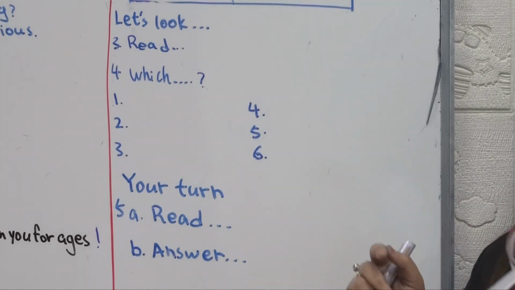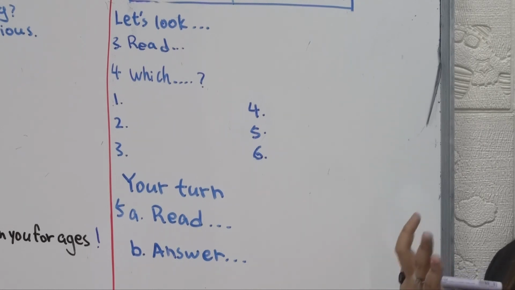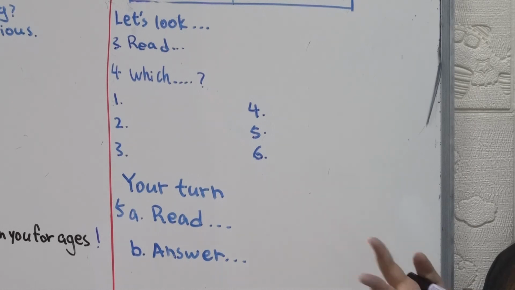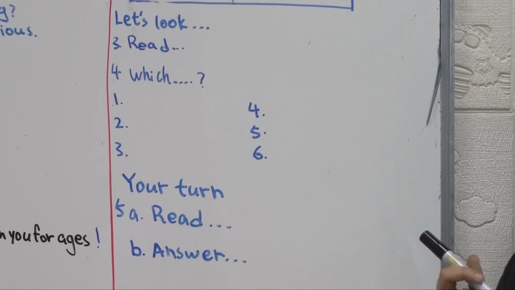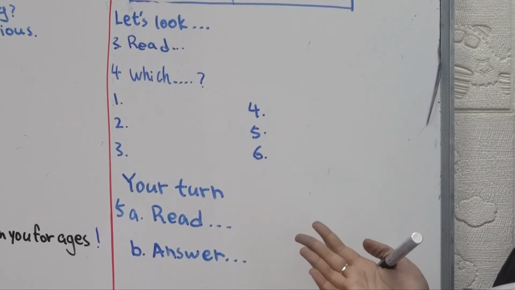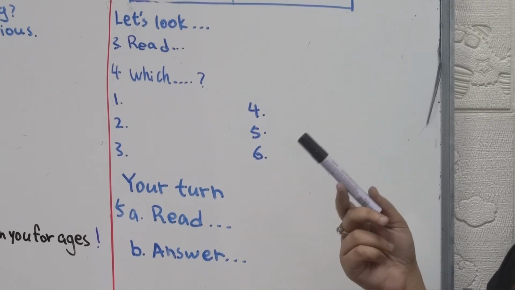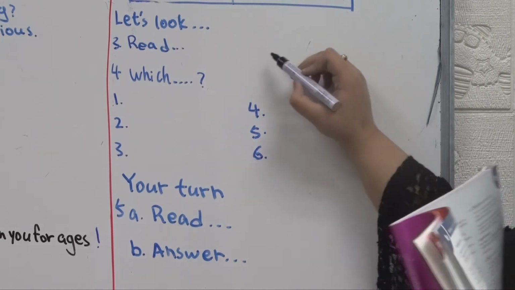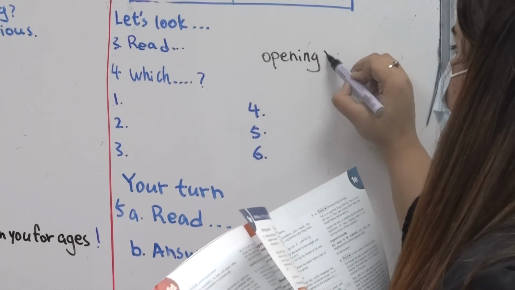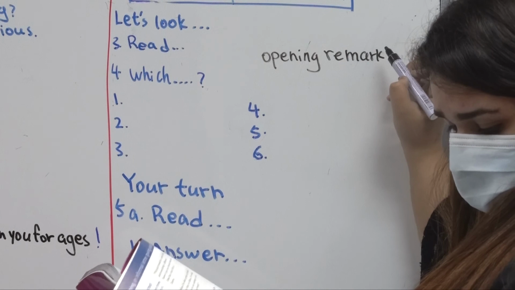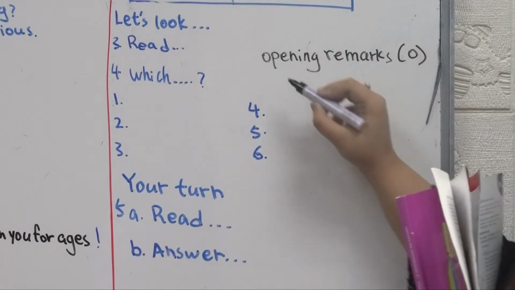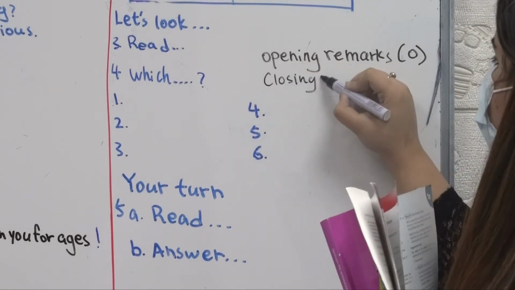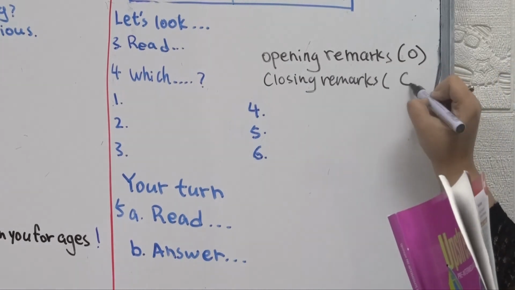Moving on to part 4. Which of the following are opening or closing remarks for an informal letter of advice? So basically it's asking you which of the following comes at the beginning and which comes at the end of an informal letter of advice. So for opening remarks, I'm going to write O for that. For closing, I'm going to write C for that. Alright, open, close.